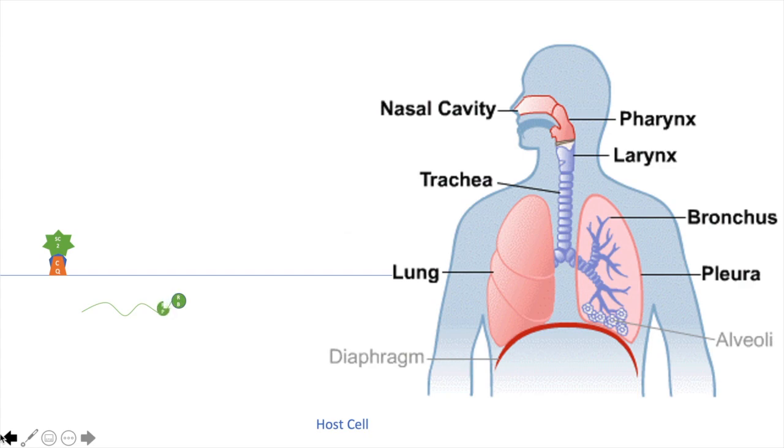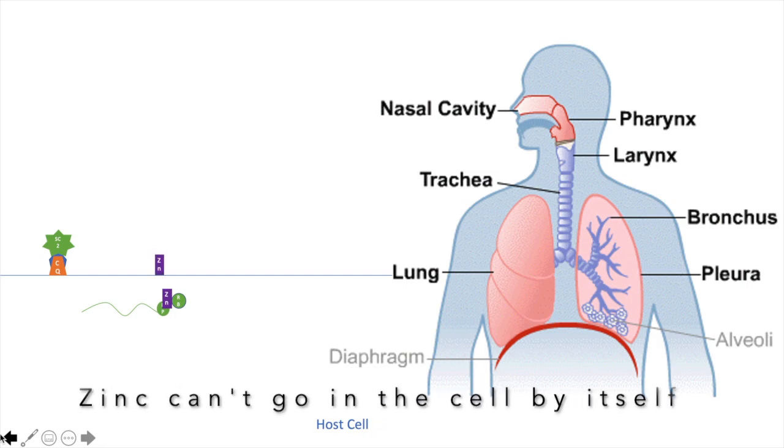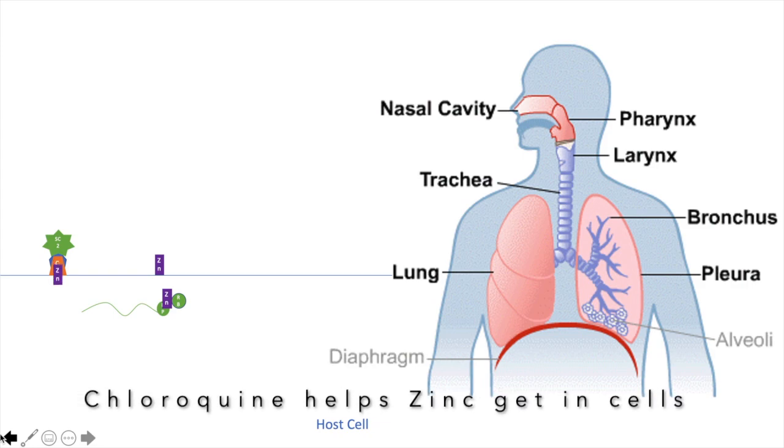Earlier, we saw how SARS-CoV-2 makes a protein called a replicase to make more RNA. Zinc has been found to block the replicase, so it is unable to make more RNA, but zinc can go in the cell on its own. Chloroquine has also been found to help zinc go in cells.